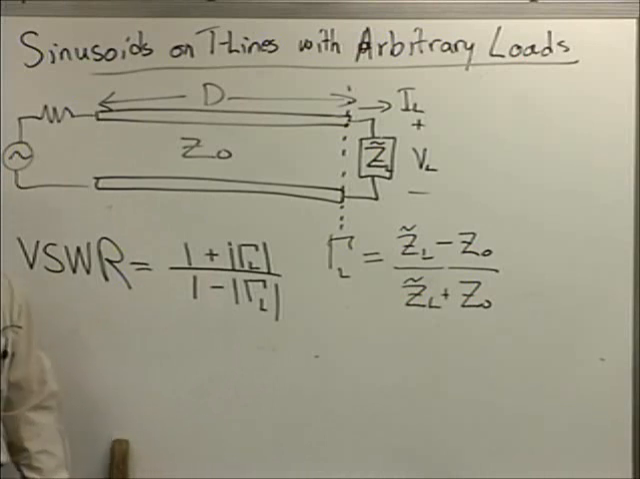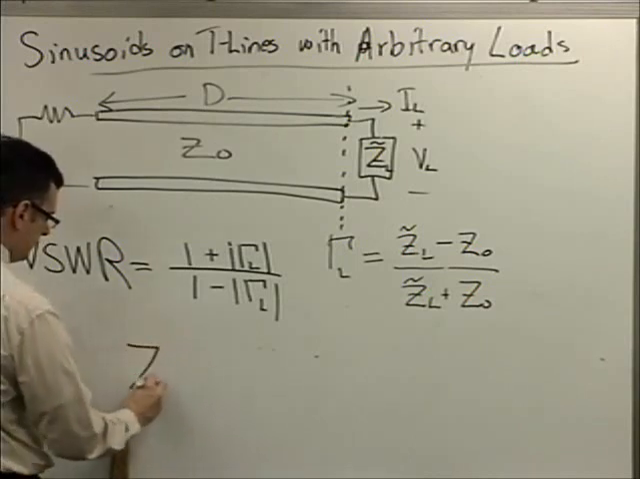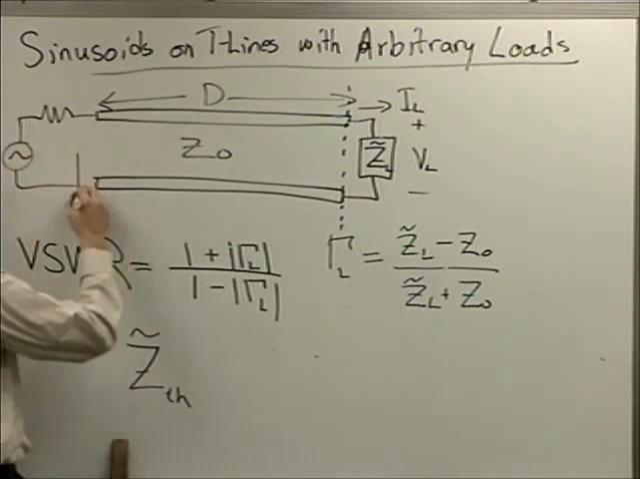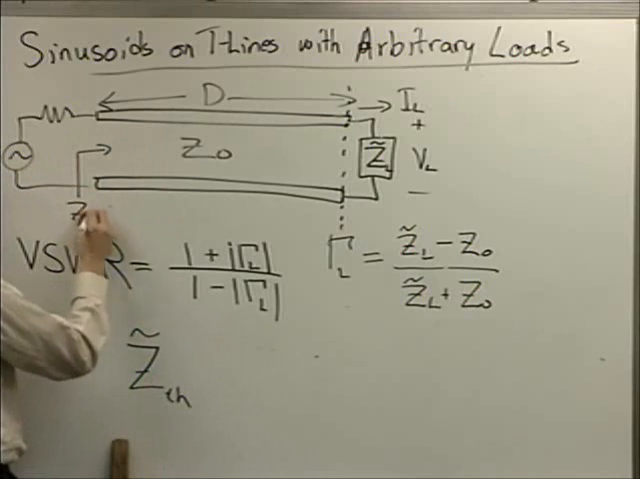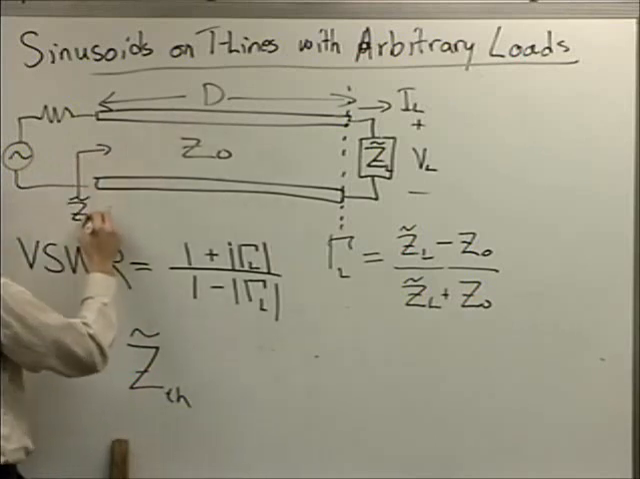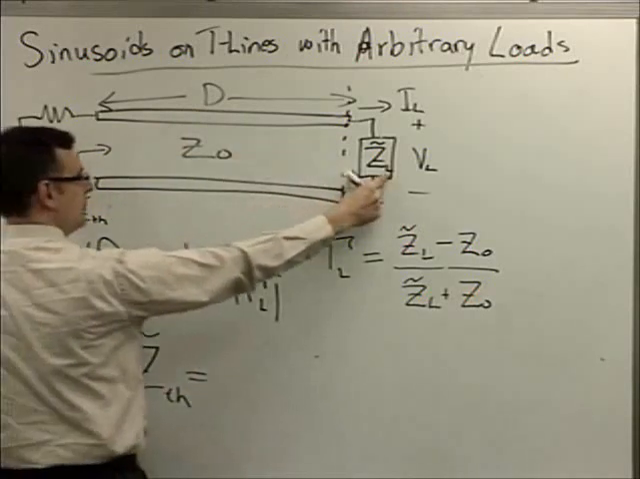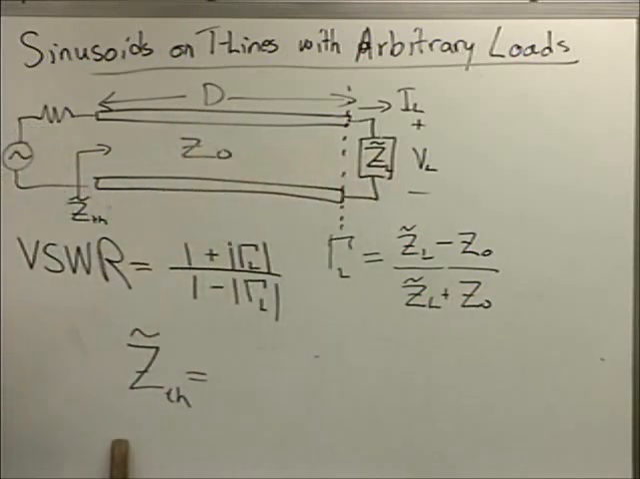There's one more important formula that I want to put on the board, and I think we'll break after that because we'll be ready to work an example on how to incorporate this into your analysis. But this is the most important. This is the Thevenin equivalent impedance as seen at the front of a line of length d for this type of system where you have an arbitrary load and a transmission line of impedance Z0.